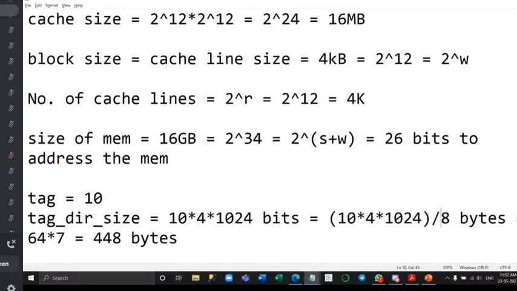That is 40 into 1024 divided by 8, which is 5120 bytes.